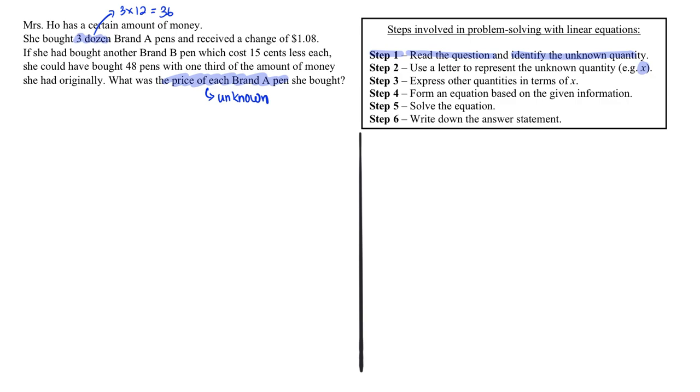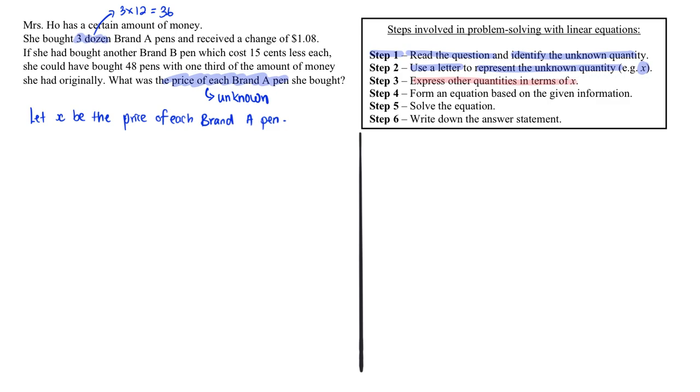Step 2, then we will have to use a letter to represent this. So I'm going to just write it down that we are going to let X be the price of each brand A pen. Alright? And we are going to next express other quantities in terms of X.